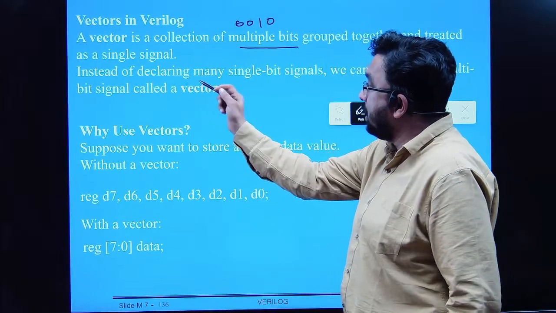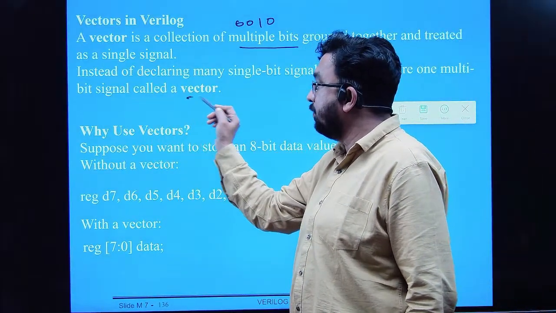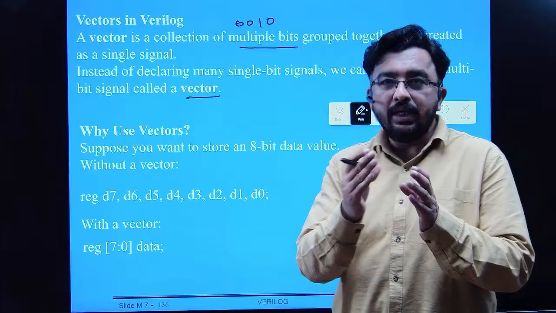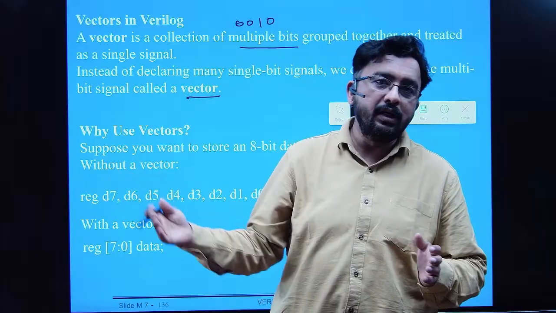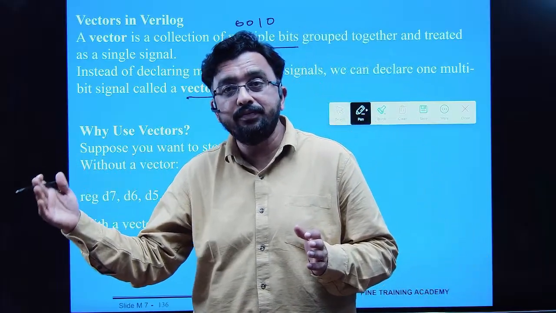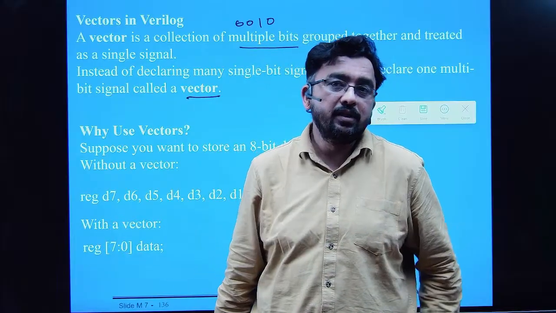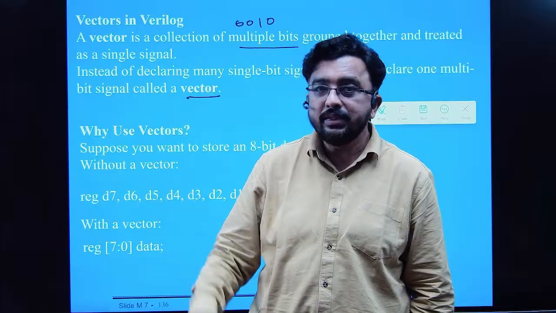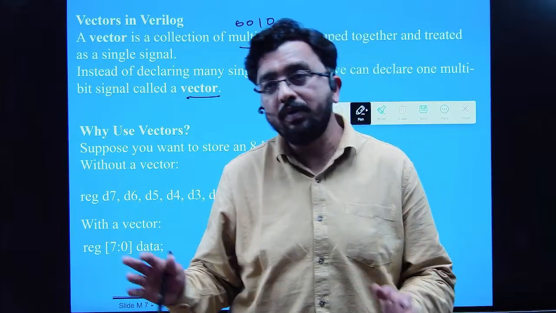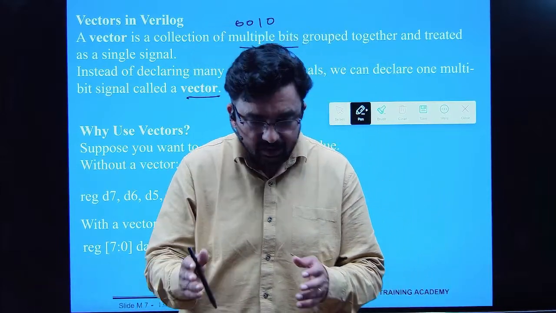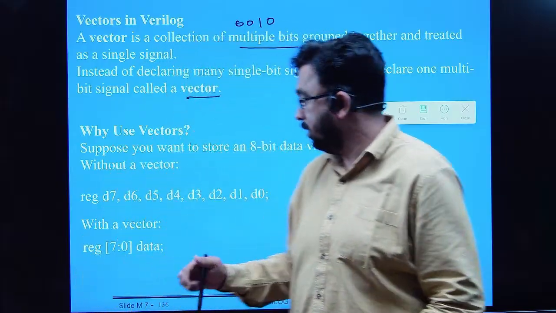Instead of declaring many single bits, we can declare one multiple-bit signal called a vector. Suppose you have multiple signals like T1, T2, T3, T4, T8, T100, T200, T201, T102, T103, 305, 306. If you have to mention all the signals, it is a hectic job. So if you have 500 or 1000 signals, just connect them with a single line. How? We'll let you know here.